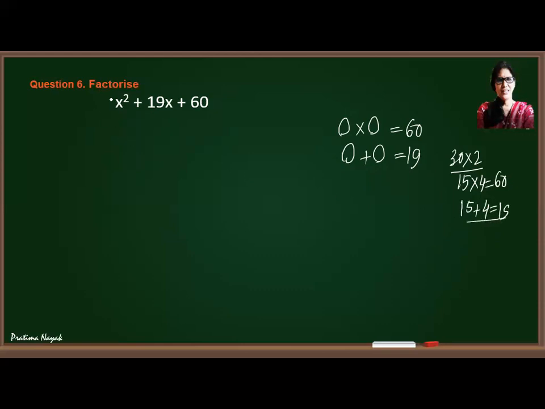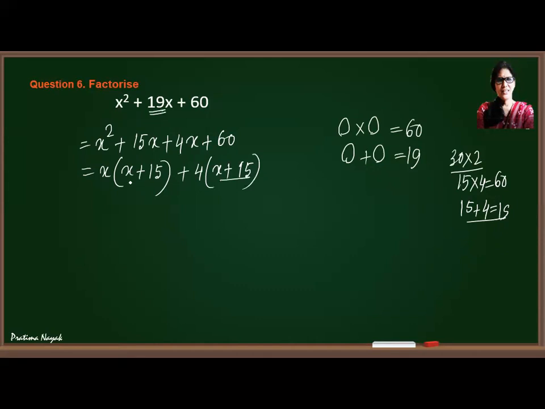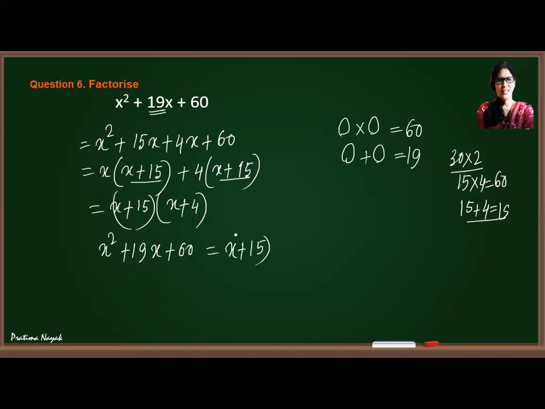So I'll break 19 as 15 and 4. So this will be x square plus 15x plus 4x plus 60. So x common, x plus 15, plus 4 within bracket x plus 15. Again I'll take x plus 15 outside. So it will be x plus 4. So go on writing the answer. So x square plus 19x plus 60 is equal to x plus 15 multiplies x plus 4.